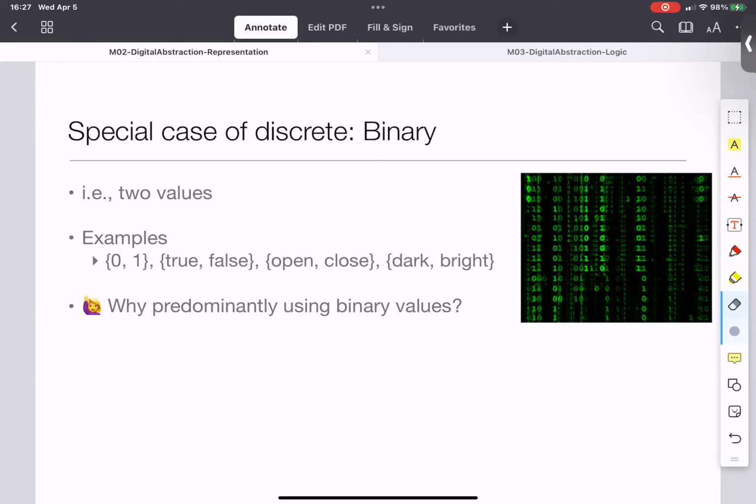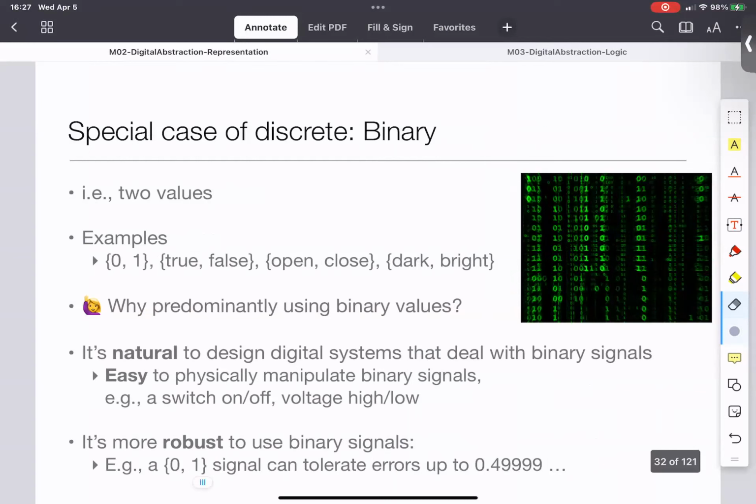Now, the question is, why do we use binary values? The answer really boils down to the fact that there are a lot of physical phenomena which have 2 states, and so we can use those things. For example, switches are open or closed. I can easily take voltage high or low, I mean, ground or power supply voltage.